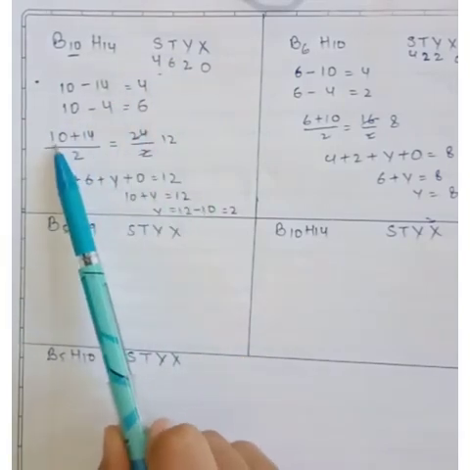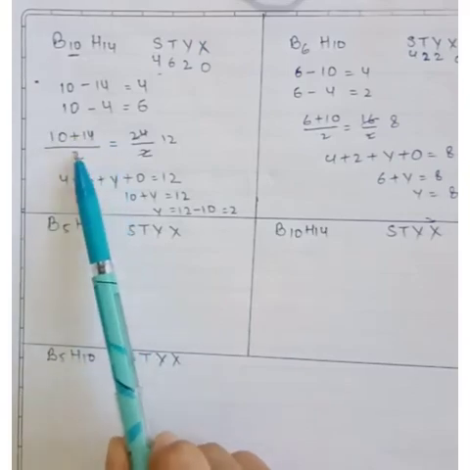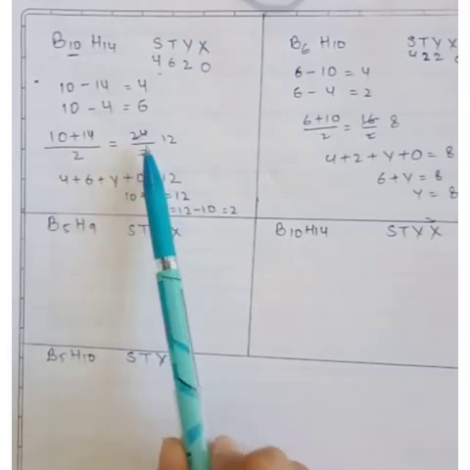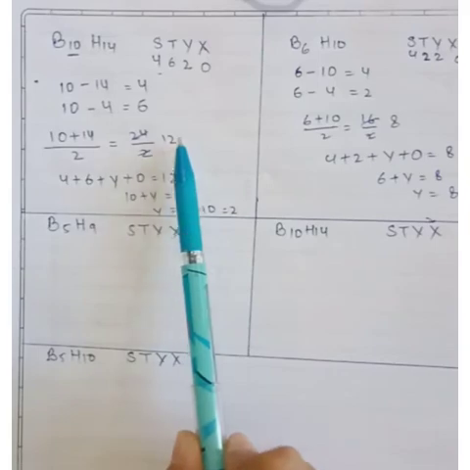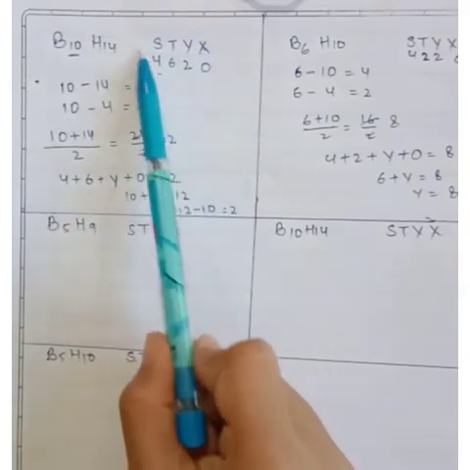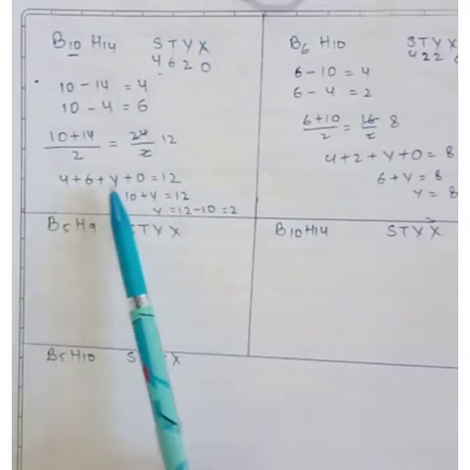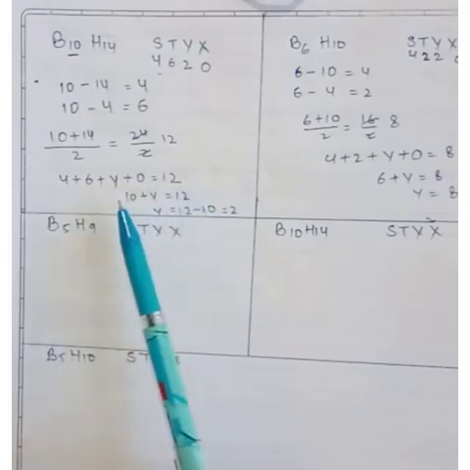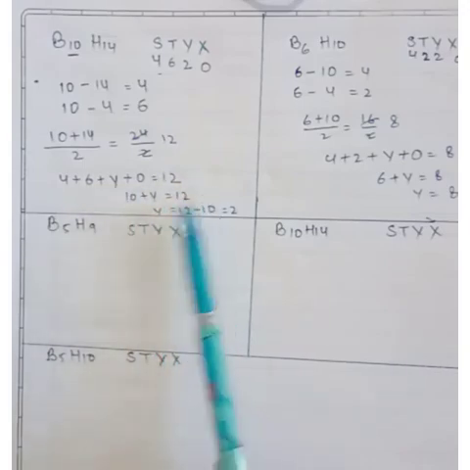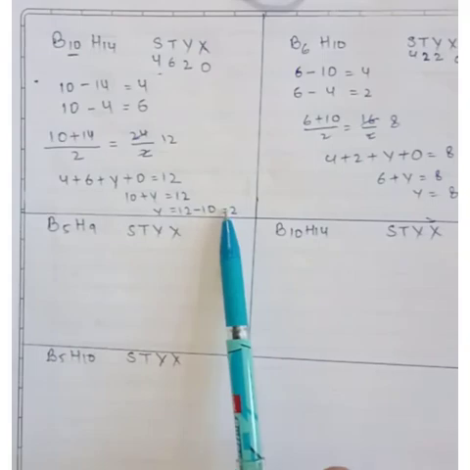Now let's find out the value of Y. 10 plus 14 by 2, which is 24 by 2, is equal to 12. This value is the sum of all these numbers. So 4 plus 6 plus Y plus 0 is equal to 12. So 10 plus Y is equal to 12. Now Y's value is equal to 2.